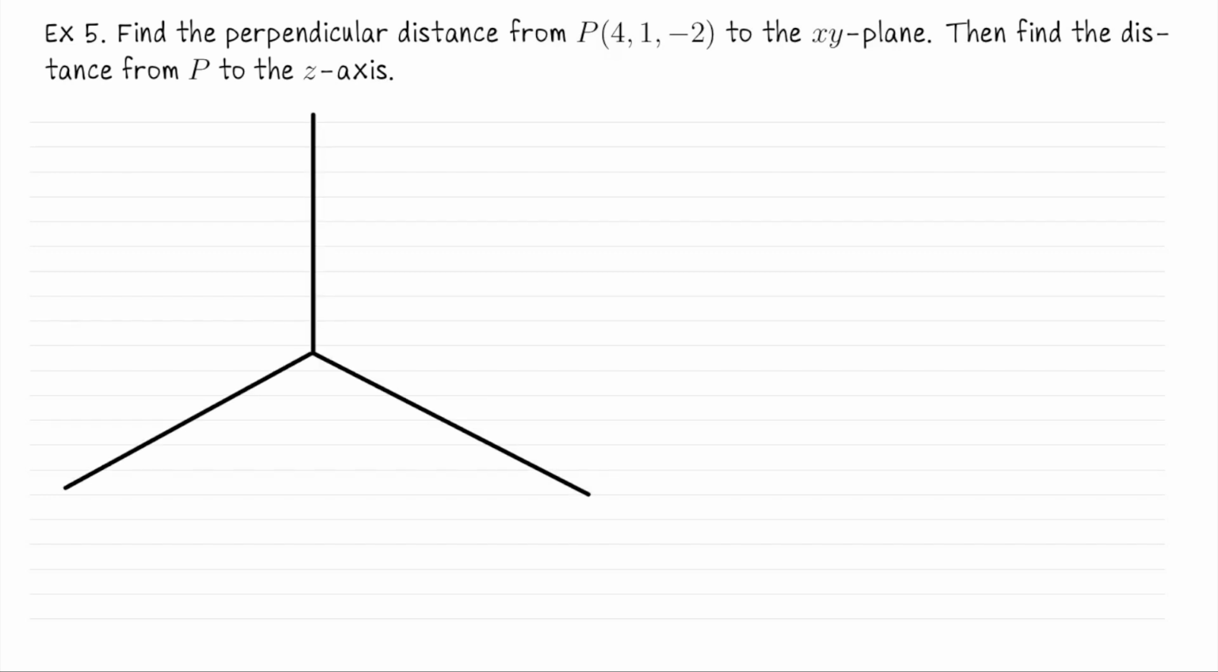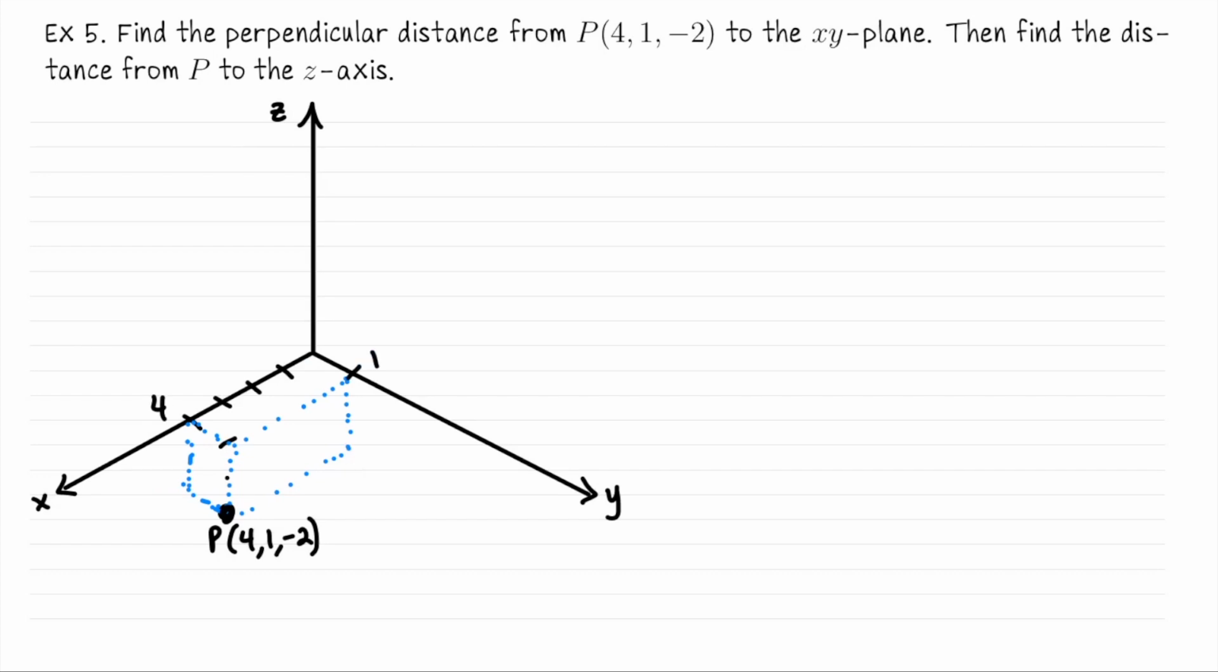Okay, so you can probably anticipate what I'm about to do. Let's sketch R3. So here's the x-axis, y-axis, and z-axis. Our point is 4, 1, negative 2. Okay, so this is the point. So that happened 4 units down the x-axis, 1 unit down the y-axis, and negative 2 units down the z-axis. So this point in particular is sitting below the xy plane, down where z is negative.